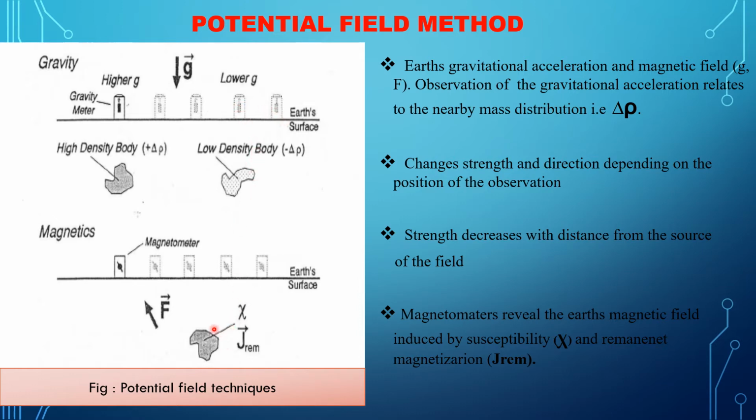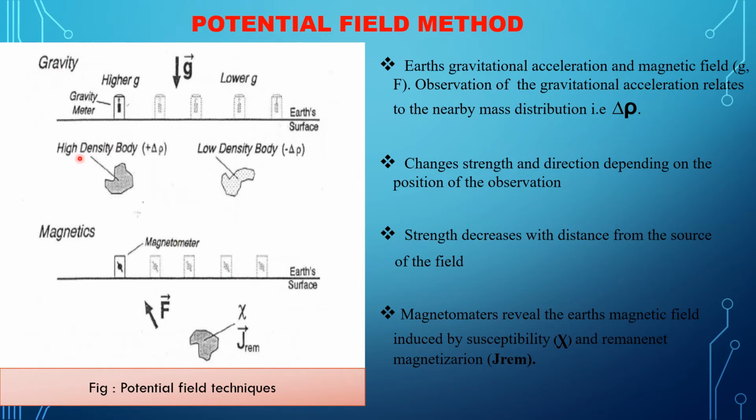Similarly, with higher magnetic susceptibility and remanent magnetization, we use a magnetometer, which measures the total magnetic field of the earth. With the gravimeter we get the Earth's gravity acceleration, which relates to the nearby mass distribution, that is delta rho.